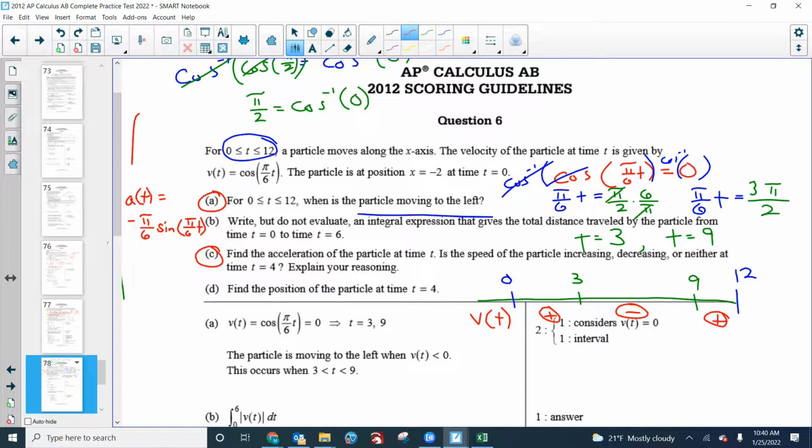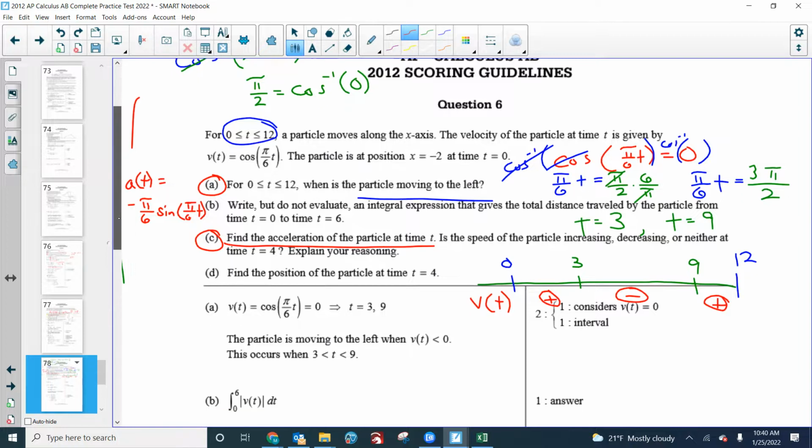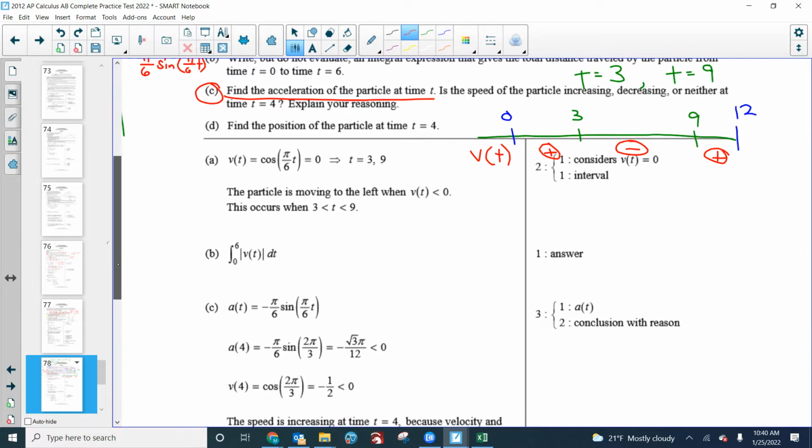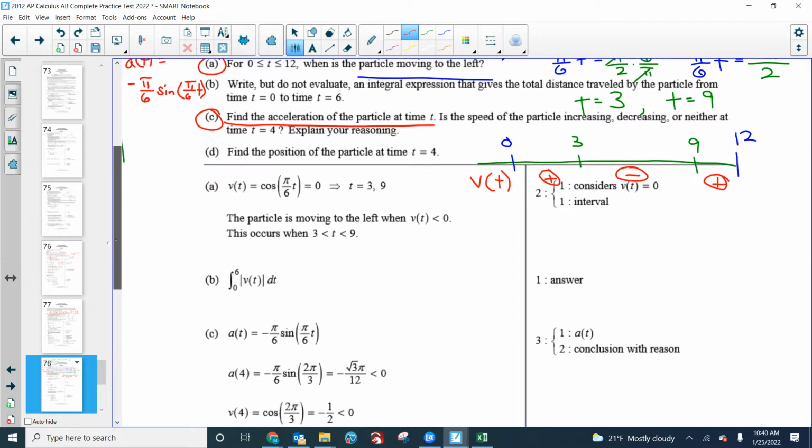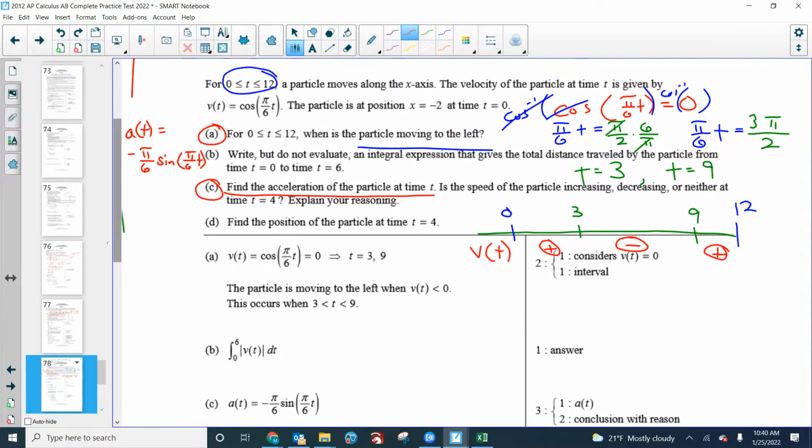And train yourself to start thinking, okay, they asked me for acceleration. Find the acceleration. Probably a point for that because they asked me to do it, all right? Then, is the speed of the particle increasing, decreasing, or neither? And then explain. I'm guessing this is either 2 or 3 points. 3 points. Okay. So, I found the acceleration. 1 point. Perfect. Next.